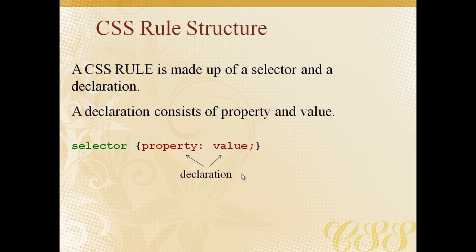And now we'll see the structure of a rule. A CSS rule is made up of a selector and a declaration. The declaration consists of a property and value. Now this is an example. This is a selector and this is called a declaration. The declaration has got a property and value.